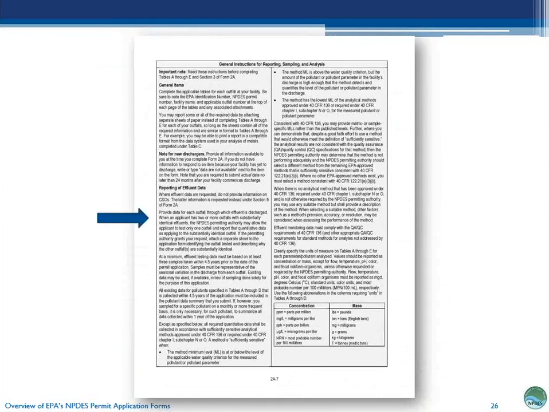These instructions include an important note reminding applicants to review the instructions before completing the data tables, general items, which instruct the applicants to complete a table for each outfall and allow reporting of data in separate attachments, a note for new dischargers, and instructions for reporting of effluent data. The instructions for reporting of effluent data specify where samples should be collected, data age requirements, analytical method requirements, and the units of measurement that should be used.